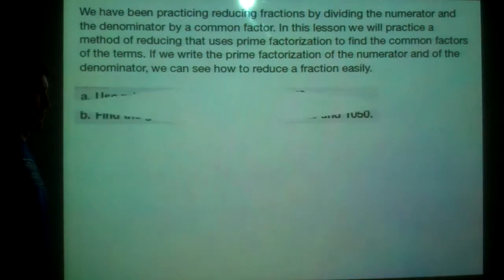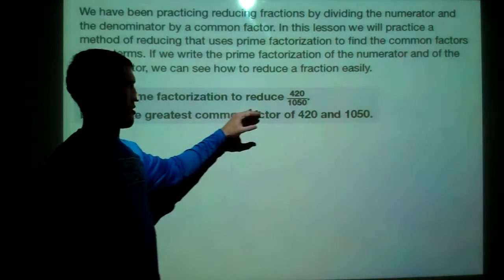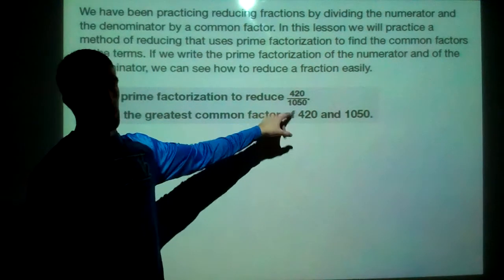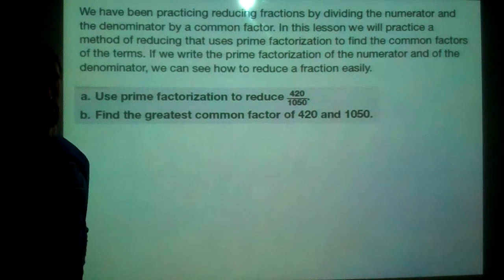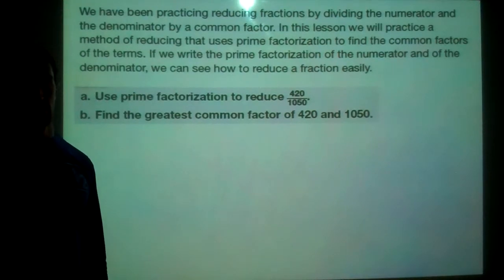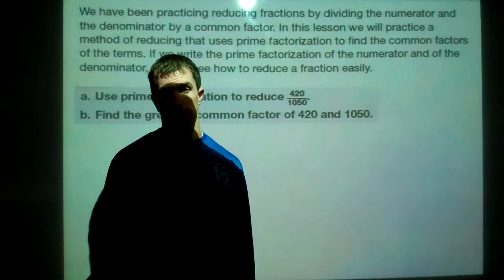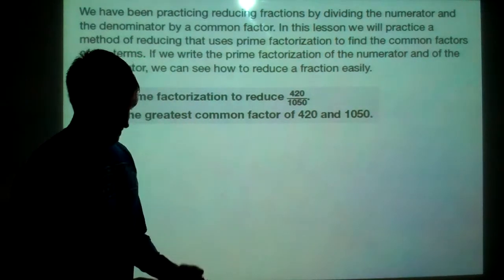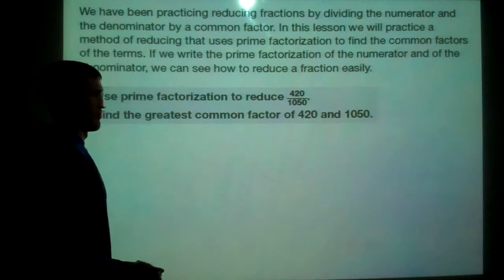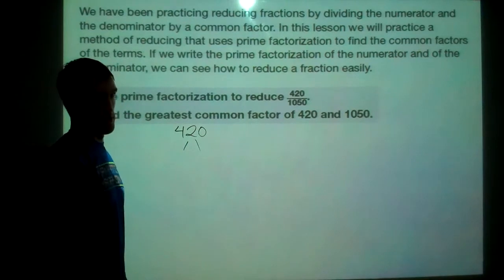So we'll look at an example like this one. Looking at letter A here, it says we want to use prime factorization to reduce 420 over 1050. Now, right away, it's not easy to come up with what's going to go into those two numbers that we can reduce with. Except for the fact that we do know that 10 goes into both of them, so that's a good starting spot because they both end in 0. But if we find the prime factorization of both the numerator and denominator, we can make reducing much simpler.